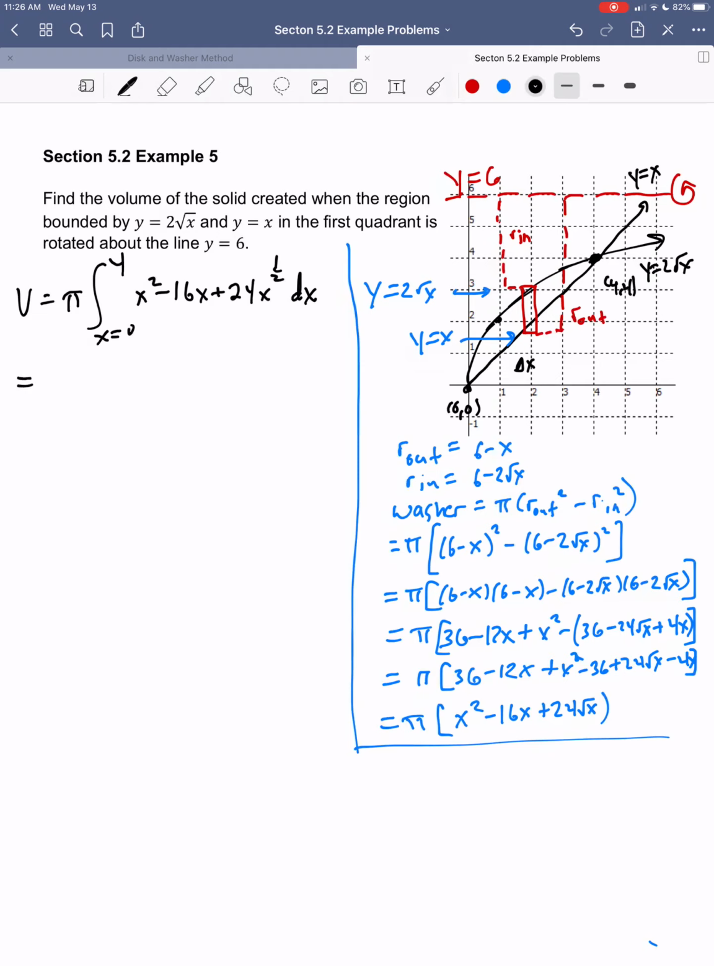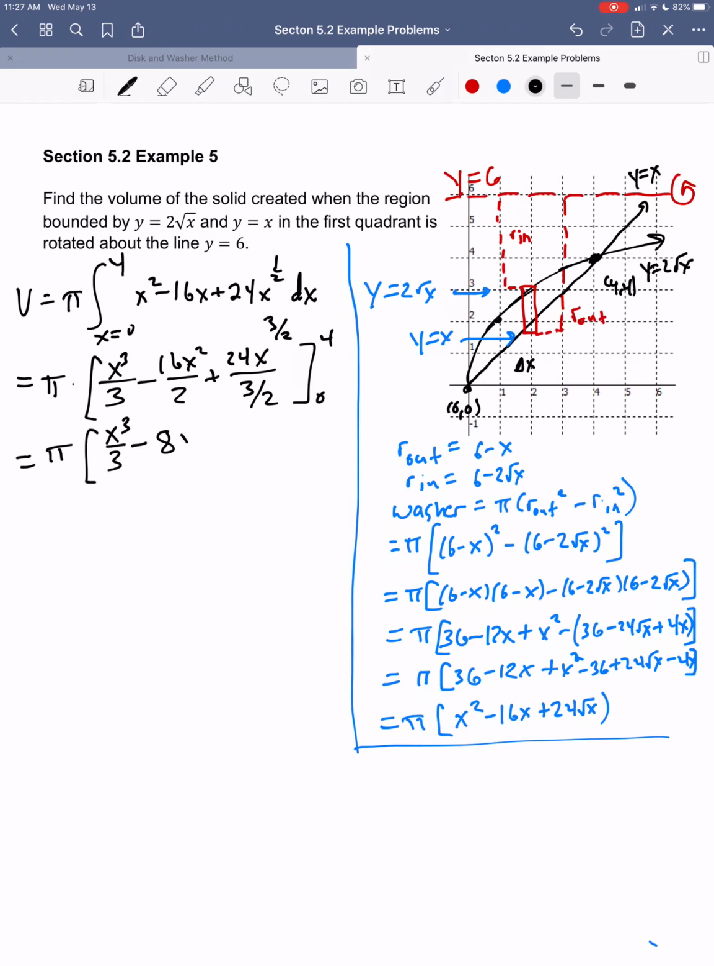All right, so let's take the antiderivatives. I'm going to get x to the third over 3. I'm going to get 16x squared over 2. I'm going to get 24x to the 3/2 divided by 3/2. So that'll be x to the third over 3 minus 8x squared. 24 divided by 3/2 would be 24 times 2/3, so 48 over 3. This ends up being 16x to the 3/2. You can work on that on the side if you need to. All right, make sure you see where that's coming from as I go from 0 to 4.